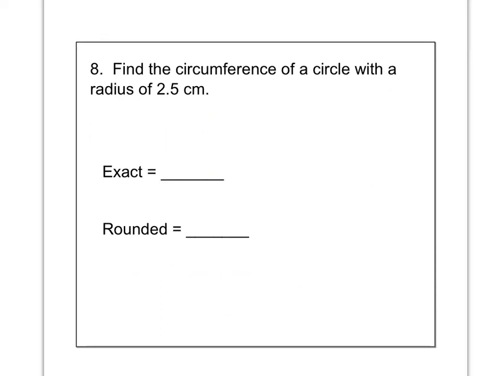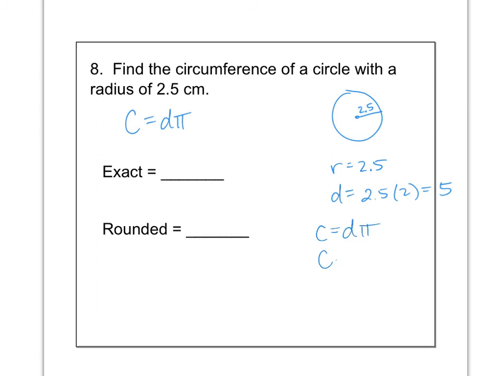Let's try another one. Find the circumference of a circle with a radius of 2.5. Okay, so we have a circle and the radius is 2.5 centimeters. Now remember our formula, circumference is diameter times pi. Well, if your radius is 2.5, what's the diameter? How far is it all the way across? Well, you'd have to take 2.5 times 2, which is 5. So your circumference is going to be diameter times pi, so it's going to be 5 times pi.